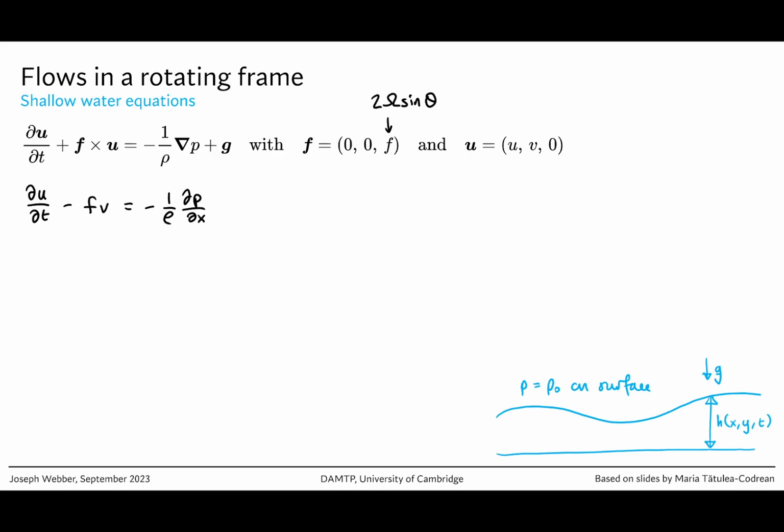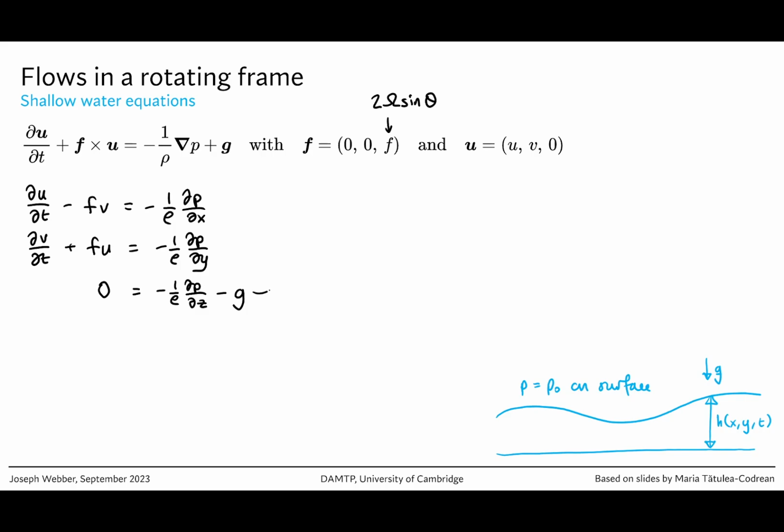There's no contribution from g in the x component. The y component: dv/dt + fu = -(1/ρ) dp/dy. And then finally the z component: there's no velocity component and there's no component from f cross u, because remember f is in the z direction itself, so 0 = -(1/ρ) dp/dz - g.